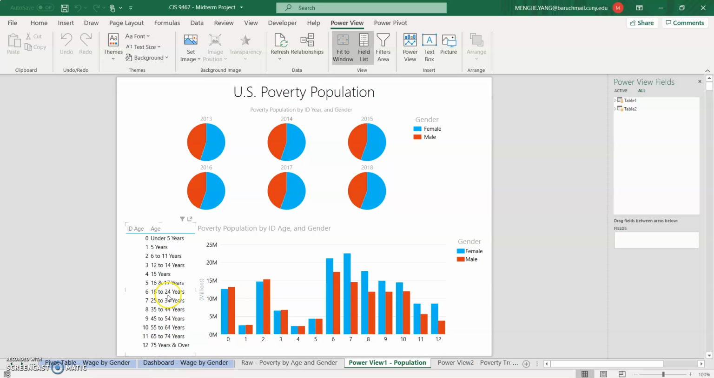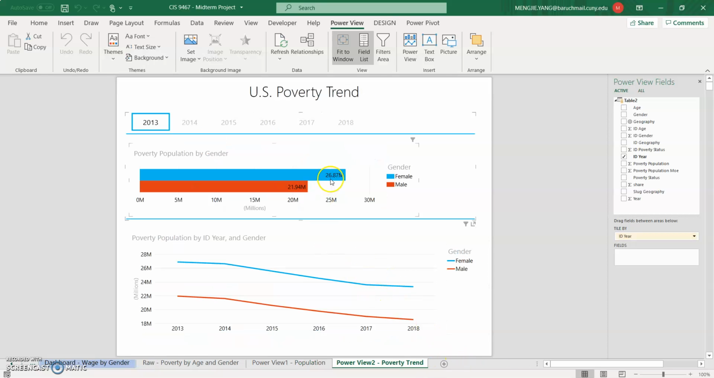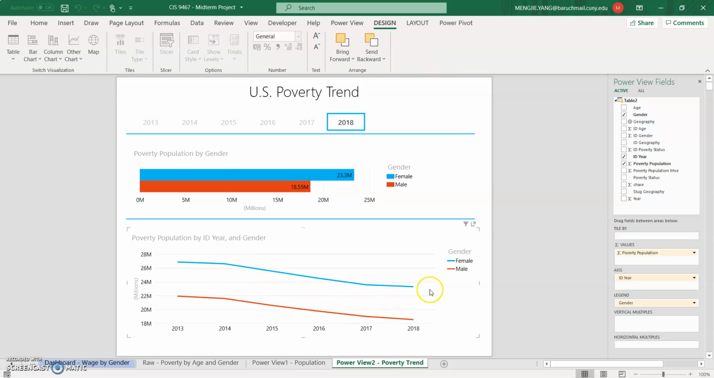For the second dashboard, I created a bar chart so that we can select a specific year to examine the specific poverty population data for each gender in the year. Furthermore, I created a line chart to display the change of poverty population for each gender over the years. From this graph, I learned that although the poverty population has been decreasing for both genders over the past few years, there are still more females who suffer from a lower standard of living than males. Additionally, we can see here that the gap between these 2 lines is consistent over the years.